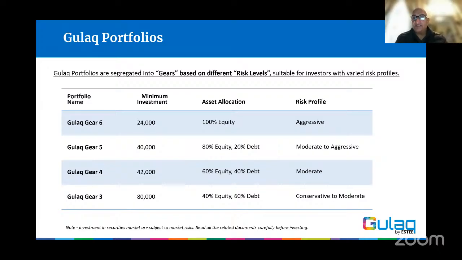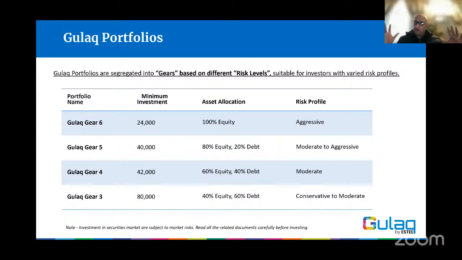It is 100% exposed to the equity markets, which means it carries positions in somewhere around 20 or a little bit more securities picked out of the top 500 NSE BSE securities. The minimum investment is 24,000 rupees in that. Gullag Gear 5 is 80% equity, 20% debt. Gullag Gear 4 is 60% equity, 40% debt, and Gullag Gear 3 is 40% equity, 60% debt.